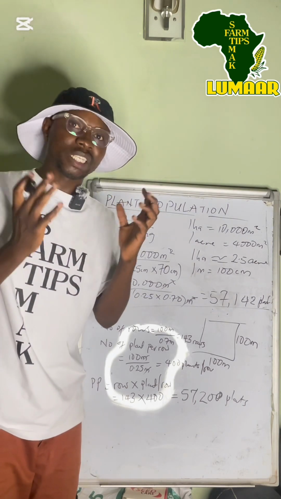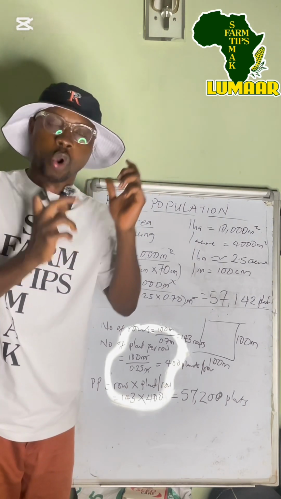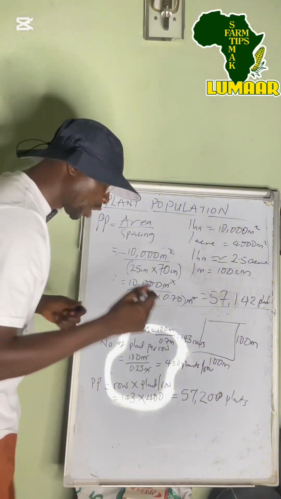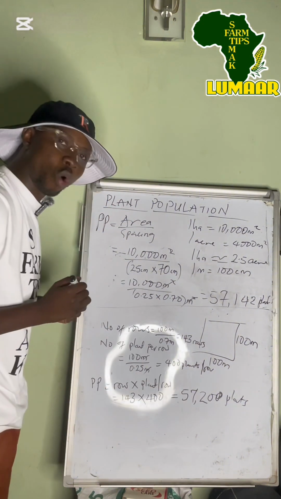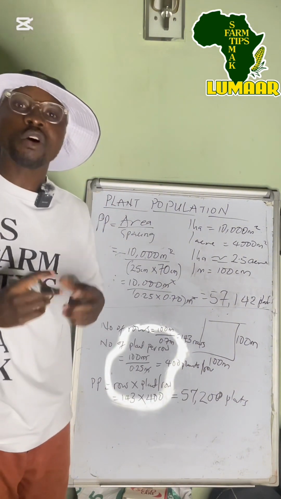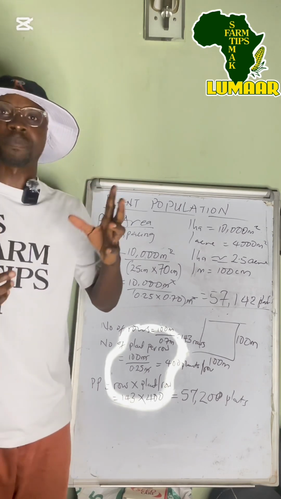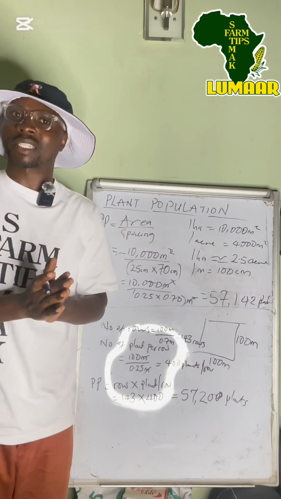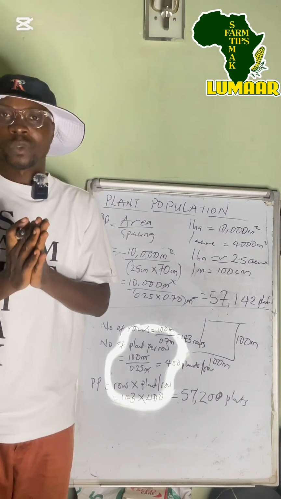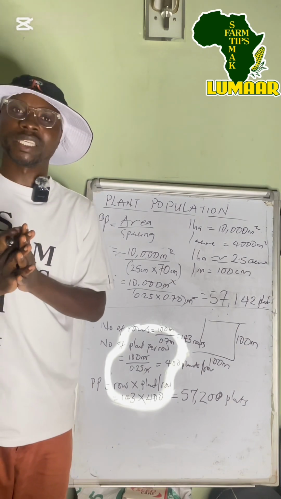Now, just imagine that each of the plants is giving you 2 cobs. Then you are going to multiply 57,200 by 2. At the end of it, you have more than 100,000 cobs. Imagine you thresh these 100,000 cobs. That is how you will have good yield at the end of the season.